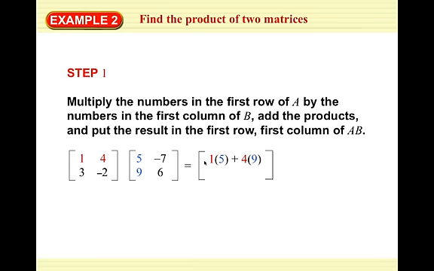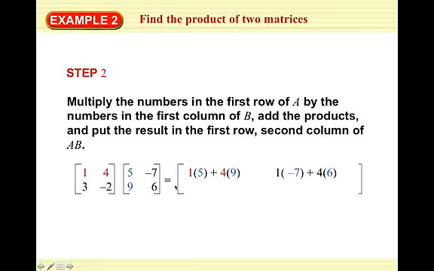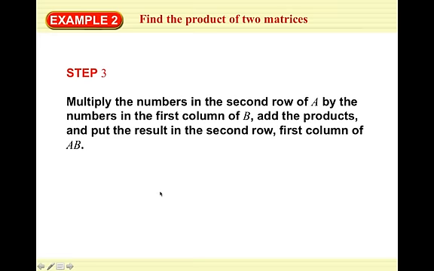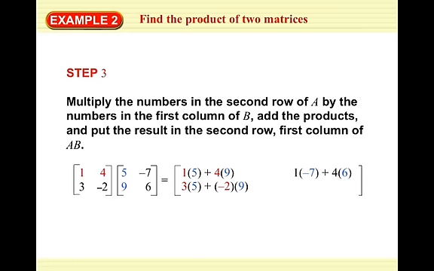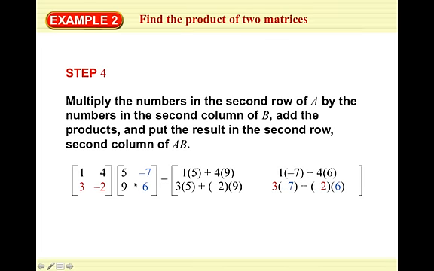Alright, so we're going to do the first row by the first column. So we're going to do 1 times 5 plus 4 times 9. Now we're ready to do first row times second column. And so we're going to have 1 times negative 7 plus 4 times 6. Okay, and now we're going to do 3 times 5 plus negative 2 times 9. And then finally, we're doing second row times second column. We're going to do 3 times negative 7 plus negative 2 times 6.